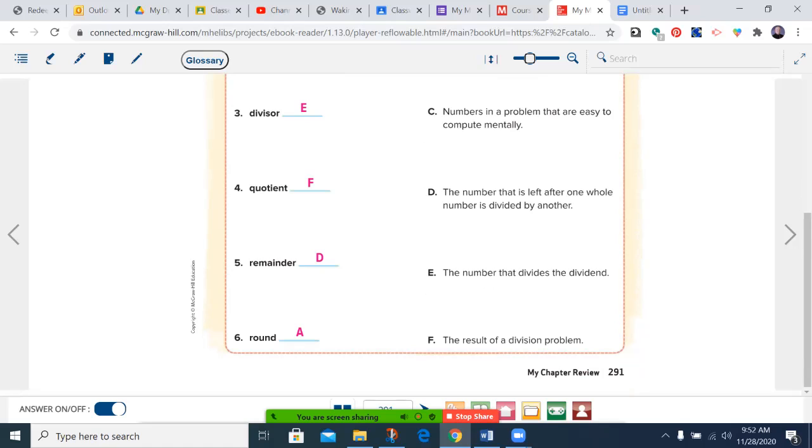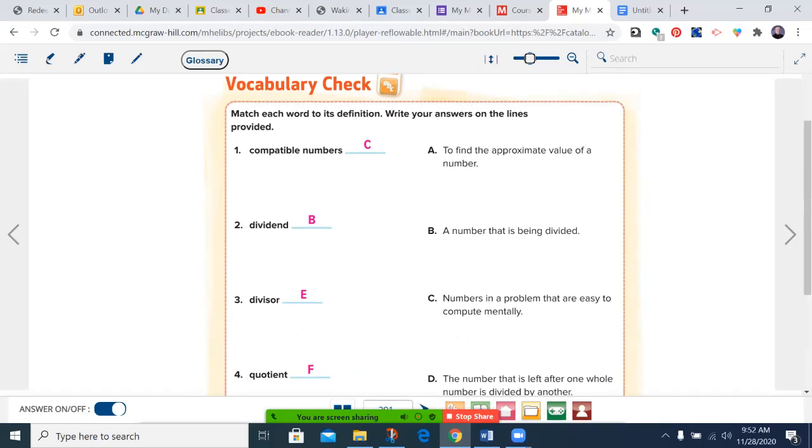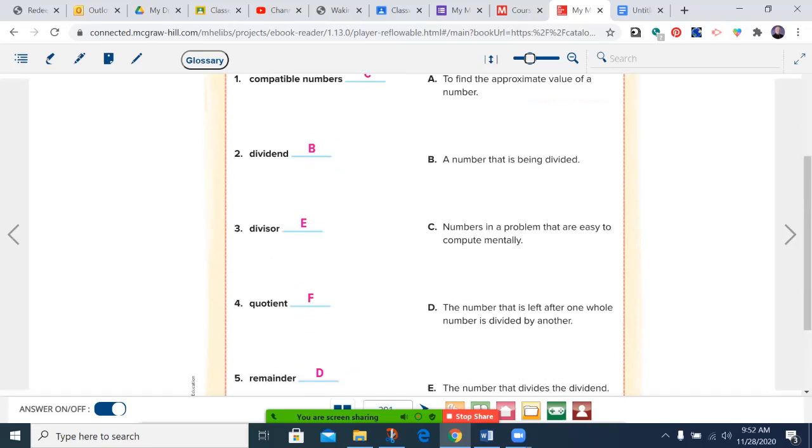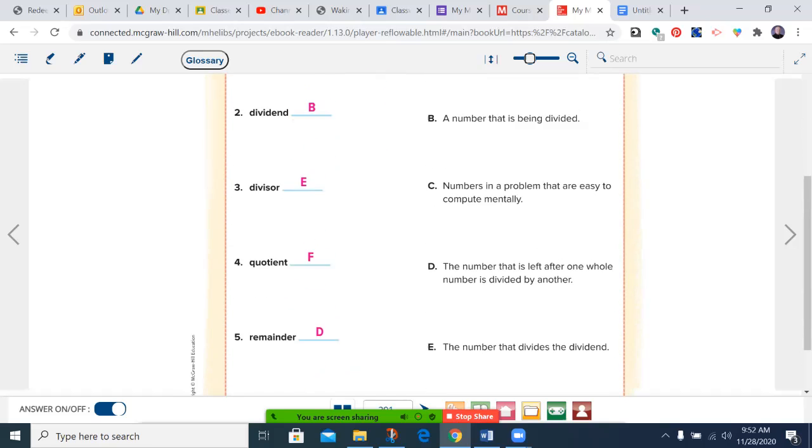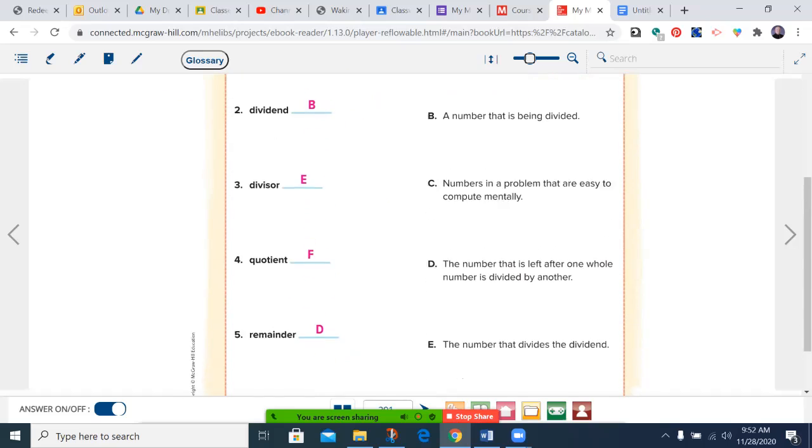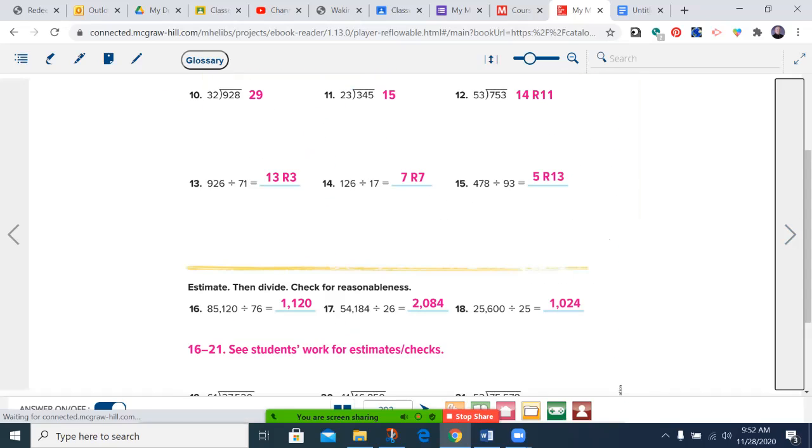5, D, the number that is left after one whole number is divided by another. So it's the ones that won't go into a complete group. They're often marked with an R. So if it was 26 divided by 5, your quotient would be 5 remainder 1. That remainder 1 is the remainder. And 6 is A, round: to find the approximate value of a number. And sometimes we might do that with compatible numbers. So they're similar in that concept.